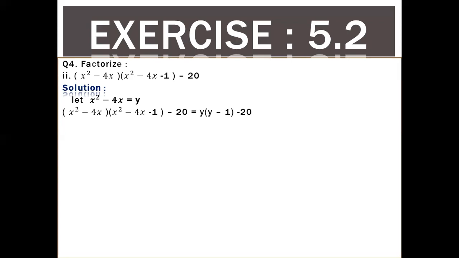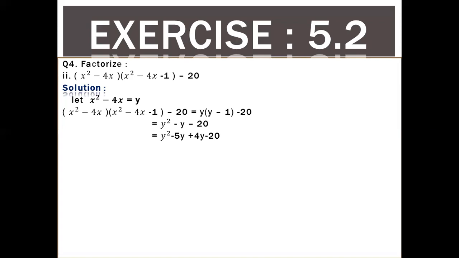The question becomes y(y − 1) − 20. Minus 20 and 1, they are both unchanged. Only x² − 4x is changed to y. In the next step, we multiply y with y − 1, giving y² − y − 20. Again, the same question that we have done in questions 2 and 3.